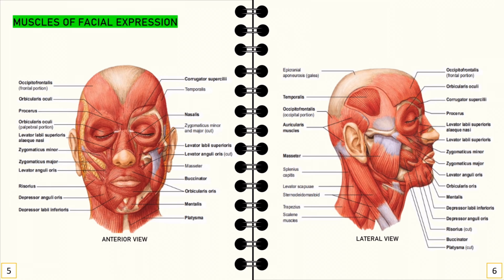So page 5 and 6 show the muscles of facial expression from anterior and lateral view. The muscles of facial expression originate from the surface of the skull and insert into the superficial fascia, also known as epicranial aponeurosis. These muscles are connected directly to the skin instead of bone, so when they contract, they will produce the facial expression.